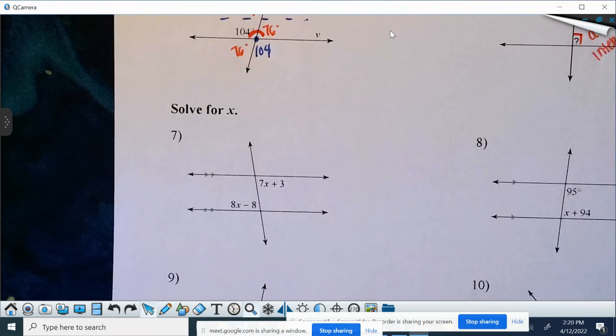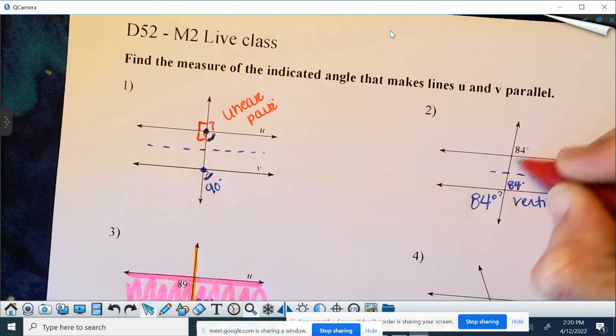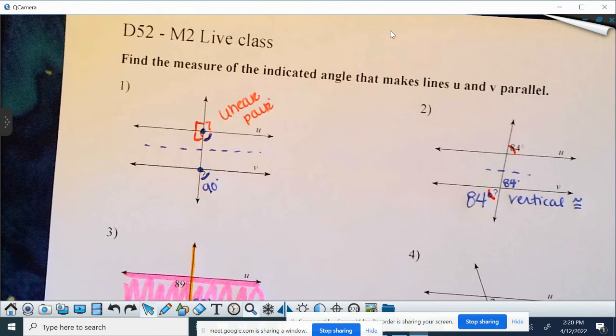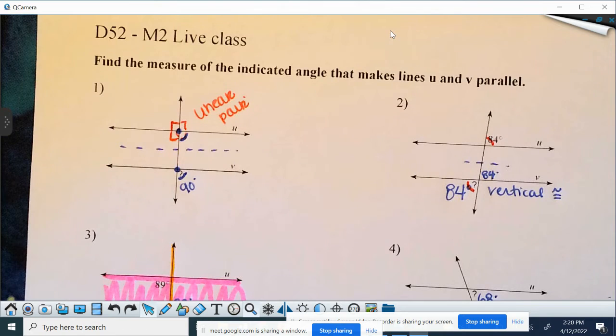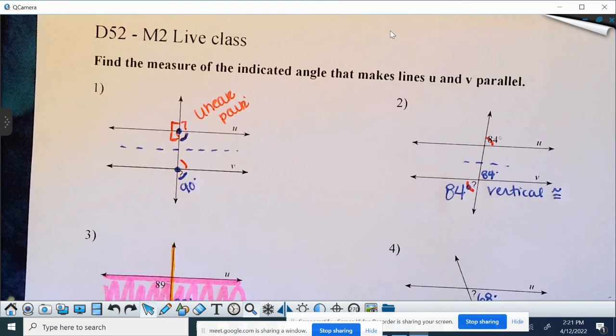Alternate exterior is the other one that they didn't do in these. This one could be an alternate exterior. So alternating along your transversal, but being on the outside. So alternate exterior also congruent, just like alternate interior. The only ones that are supplementary would be your linear pair, and then consecutive. So that would be like this one and this one would be 180. Sorry, just making sure I'm getting them all right in my brain and not missing anything.